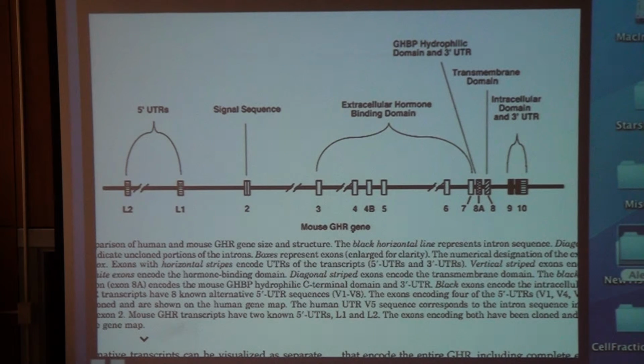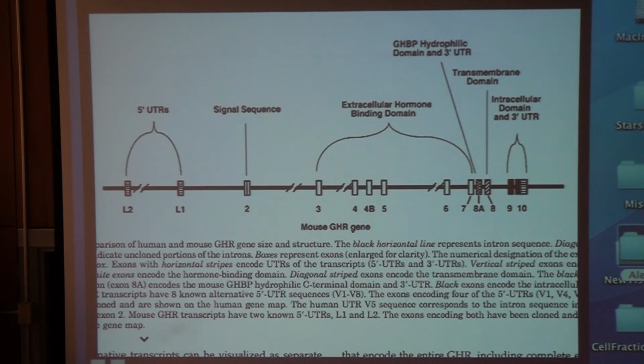But here we go. Exons 3, 4, 4B, I'm not sure why we came up with that name, 5, and 5 together encoded the growth hormone binding domain. I guess 6 and 7 also. It's been a while since I had this thesis, obviously. The exon right after exon 7 encoded the hydrophilic tail of the binding protein, whereas exons 8, 9, and 10 encoded the hydrophobic transmembrane domain and the intracellular domain.